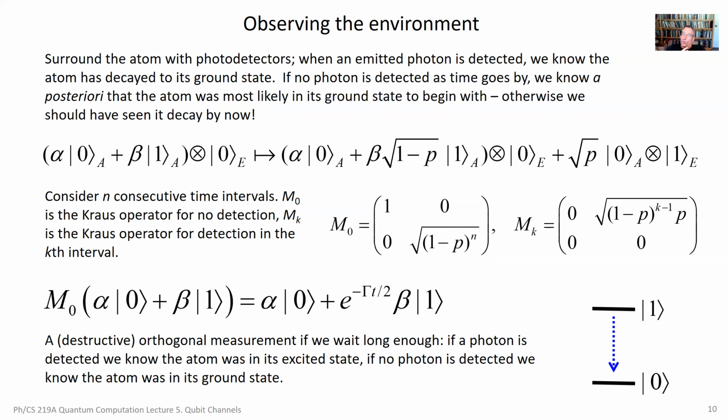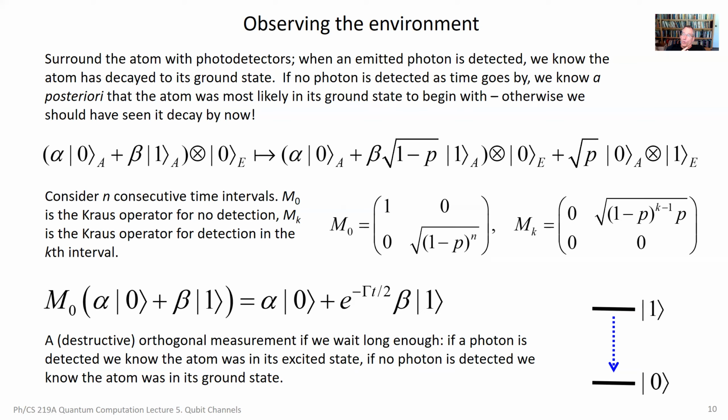So when we don't see a photon, the amplitude for having the excited state of the atom is getting smaller and smaller and smaller as time goes by. So really, if I wait a long time, so gamma t is a large number and e to the minus gamma t over 2 is incredibly small, I'm in effect doing an orthogonal measurement, although it's a destructive one. I don't wind up with the original undamaged state if it was in an eigenstate. In fact, I always wind up with the state 0 at asymptotically large times.